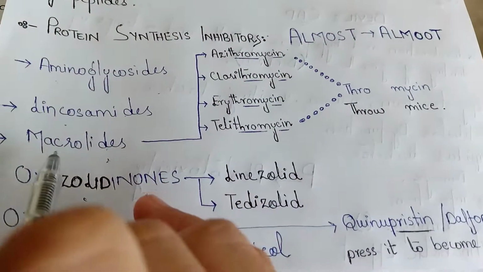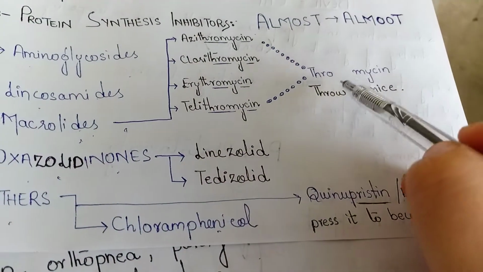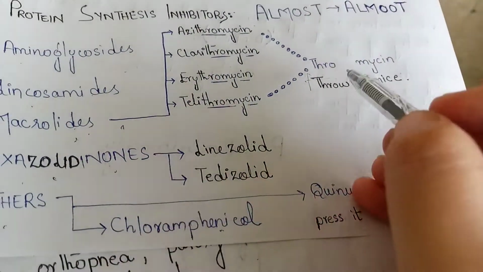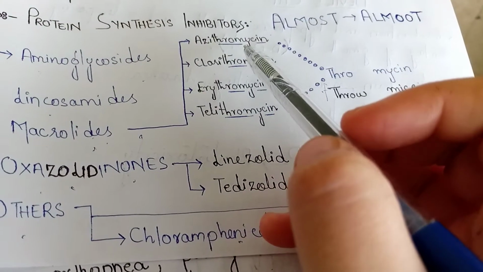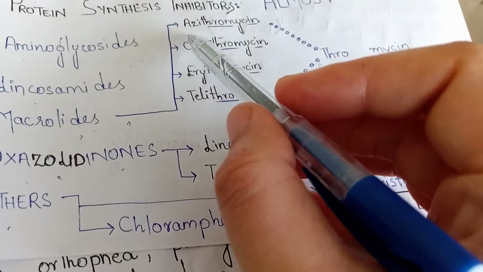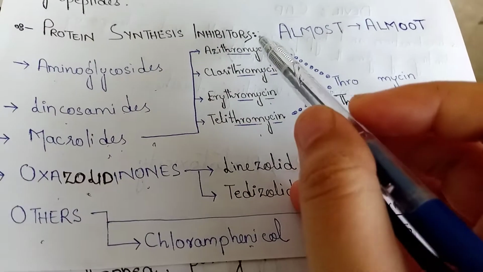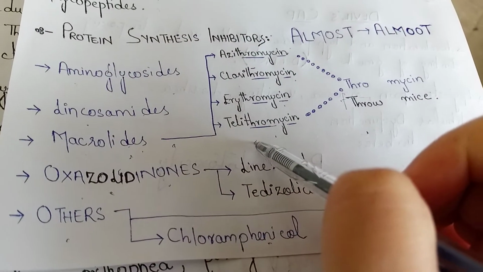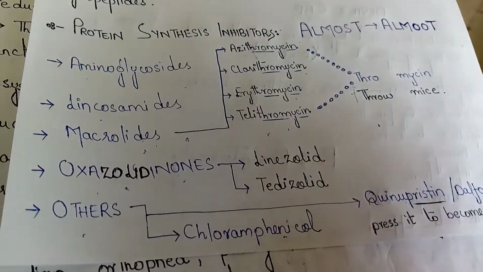Now how are you going to remember the macrolide drugs? For that you just remember a phrase, or you may say, throw the mice, right? Mice, chuha. So, throw the mice. From thromycin: in macrolides each of the drugs ends with the word thromycin. So azithromycin, clarithromycin, erythromycin, telithromycin, these all are the macrolides, and they all work by inhibiting the protein synthesis, or you may say they are the protein synthesis inhibitors.